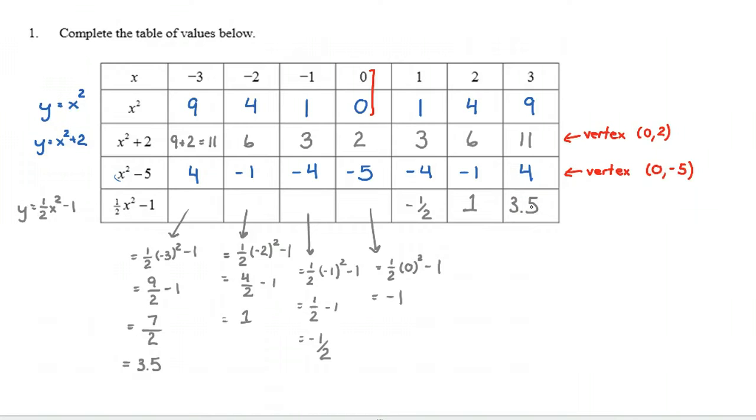So what we notice here is that when we add a constant after we've squared the value, it changes the y value by moving it up or down from my original parent graph. Notice from the original parent graph, y equals x squared, the y value at negative 3 is 9. If I add 2, it goes up by 2, so it becomes 11. If I subtract 5, it goes down by 5, so it becomes 4.